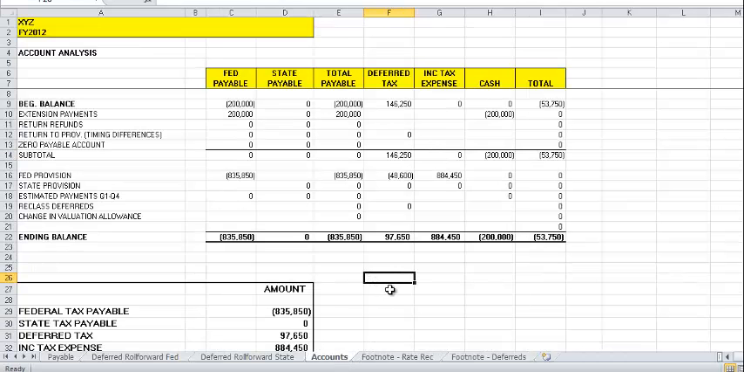All right, so if we went to our account tab, there's not going to be anything on the deferred state tab because, again, we're just dealing with one jurisdiction. So if I go to my accounts tab, this is automated, but let's just see if it's working right.